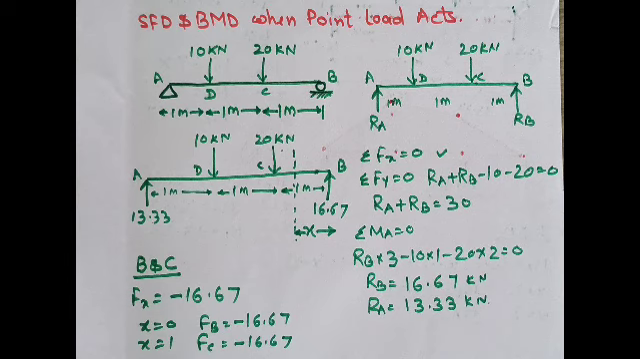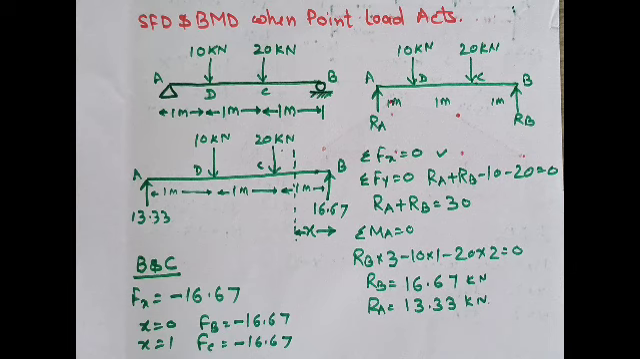So first condition is already satisfied since no horizontal force is there, so sigma Fx equal to 0 is already satisfied. Now second condition, sigma Fy equal to 0. So RA plus RB minus 10 minus 20 equal to 0. I told you that upward forces are taken as positive and downward forces are taken as negative. So RA plus RB equal to 30.